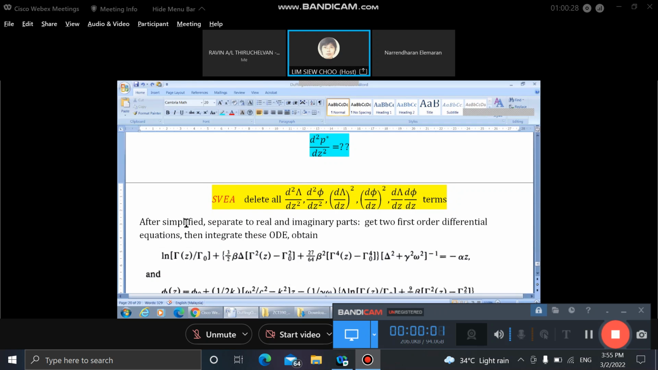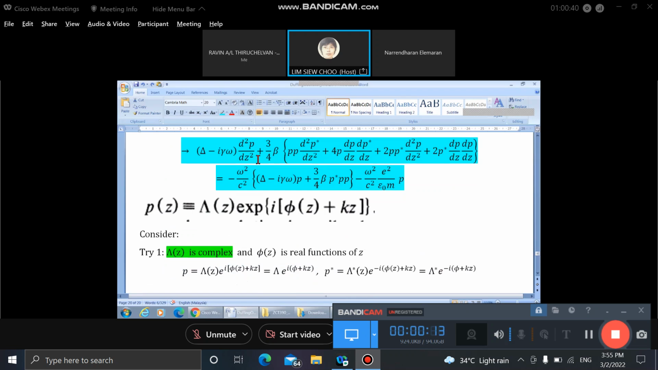So after this, you will see some terms carry the I, some terms do not carry the I. So you separate into two equations, because when you substitute into here, you get one equation. But some terms carry I, some terms do not carry I, right? So you collect the terms which are real and collect the terms which contain the I.